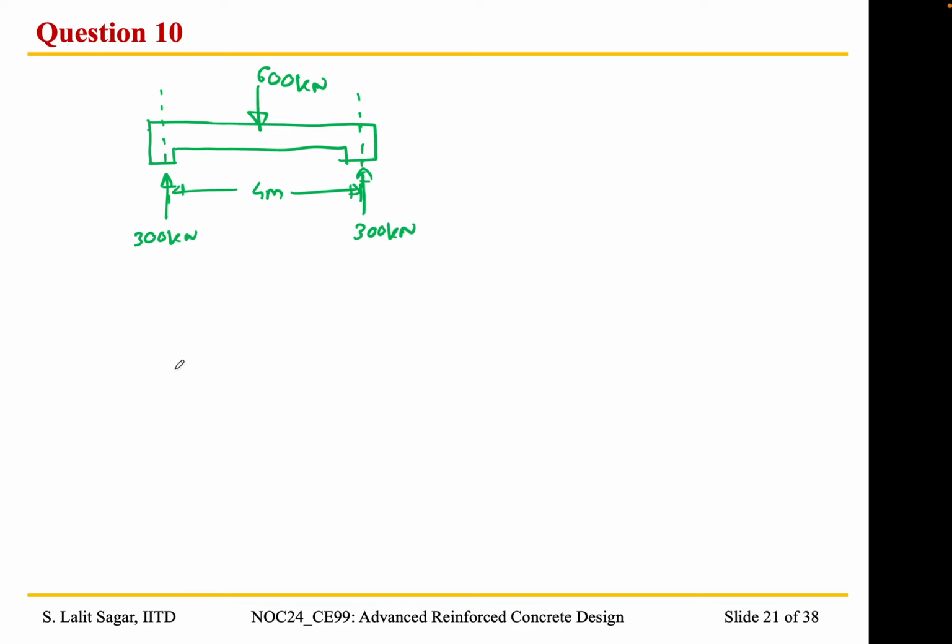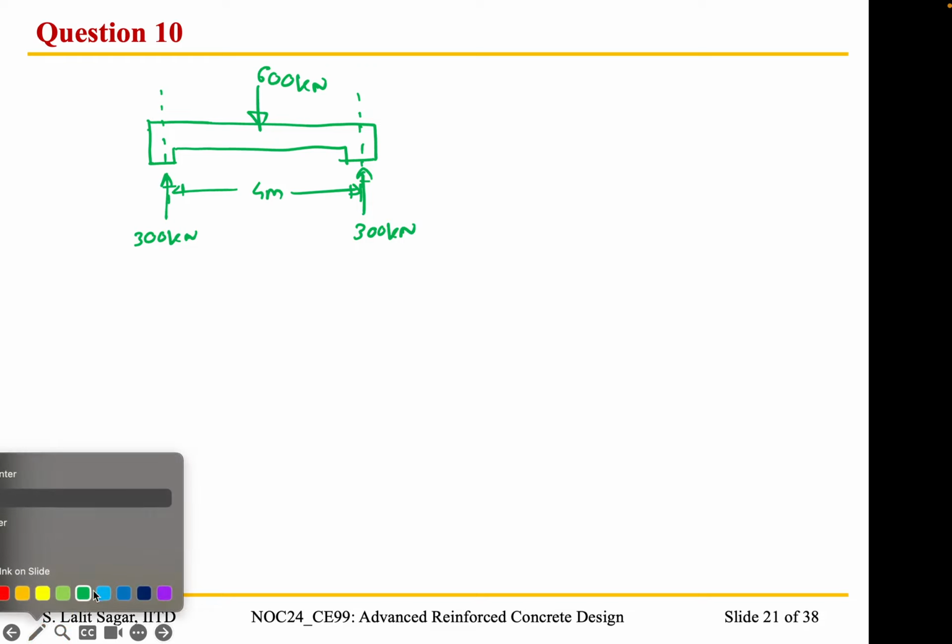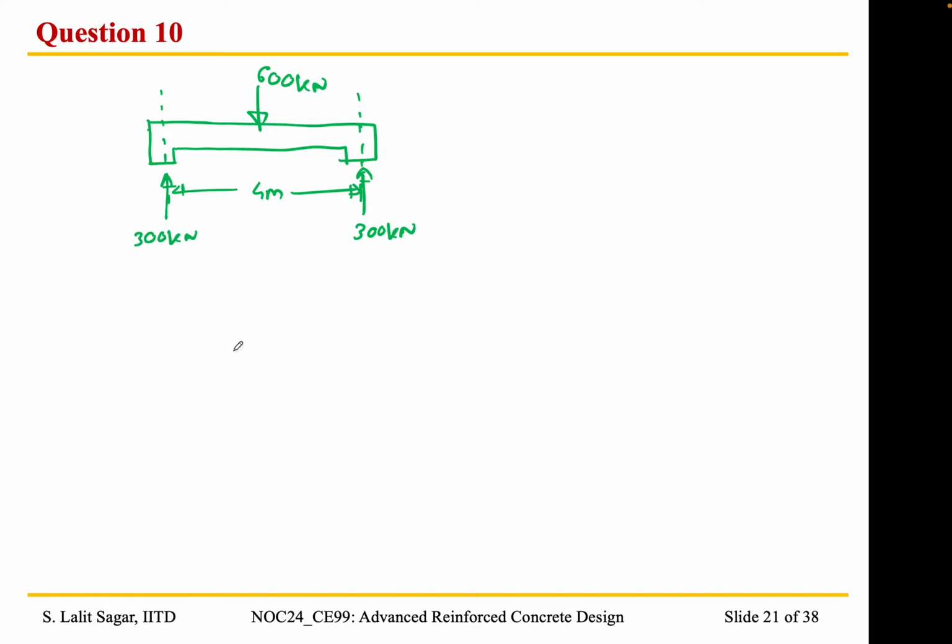Now if we draw the SFD, I'll take a different color. So positive 300, and it's going to remain constant up to the location of the point load, and it's going to go down by 600 kilonewton. It's going to remain constant once again, only to go up and reach zero. So we have 300 and it is minus 300. Let me just hatch the portion.